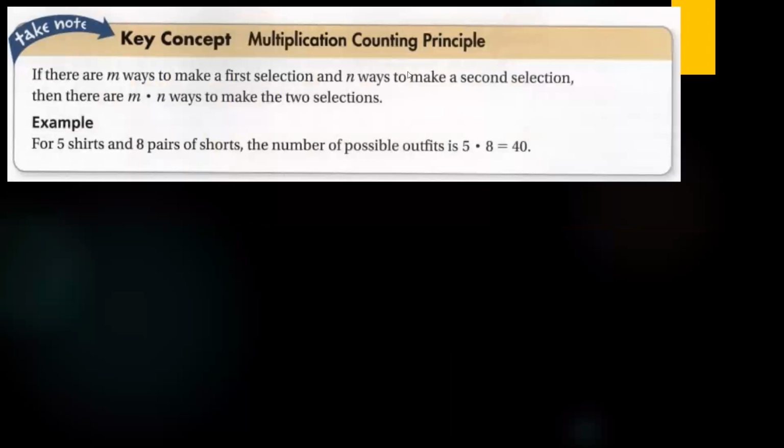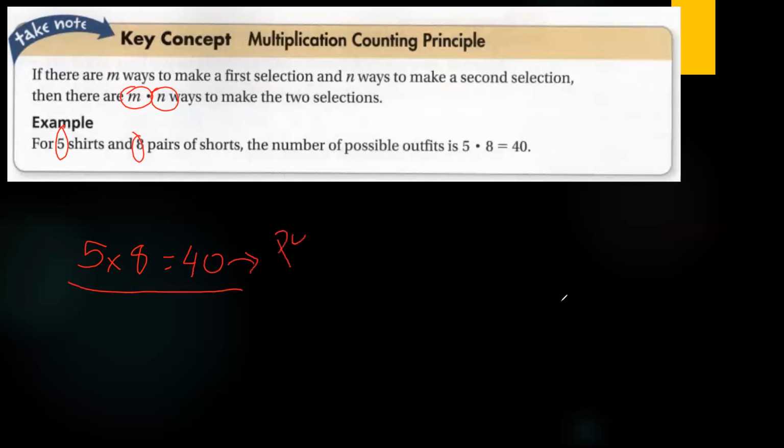Now, as I told you, this is the multiplication counting principle. If there are M ways to make a first selection and N ways to make a second selection, to know the total number of selections you just multiply M times N. As an example, you have five shirts in your cupboard with eight pairs of shorts. So how many choices do you have? You multiply five times eight, which is 40.